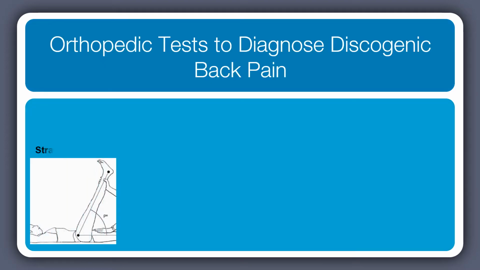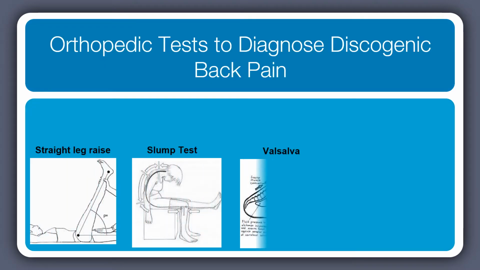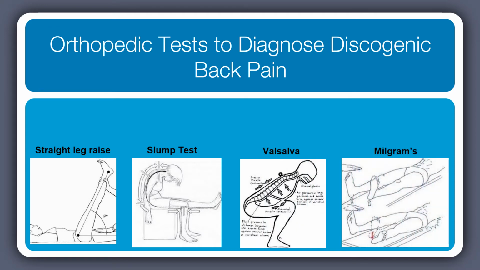So in the clinic, we use some orthopedic tests to diagnose this type of discogenic back pain, or at least to differentiate it from other types of back pain. And the primary orthopedic tests that are used are the straight leg raise, the slump test, the Valsalva test, and Milgram's test. All of those can help us figure out if the disc is part of why there's pain in the back.